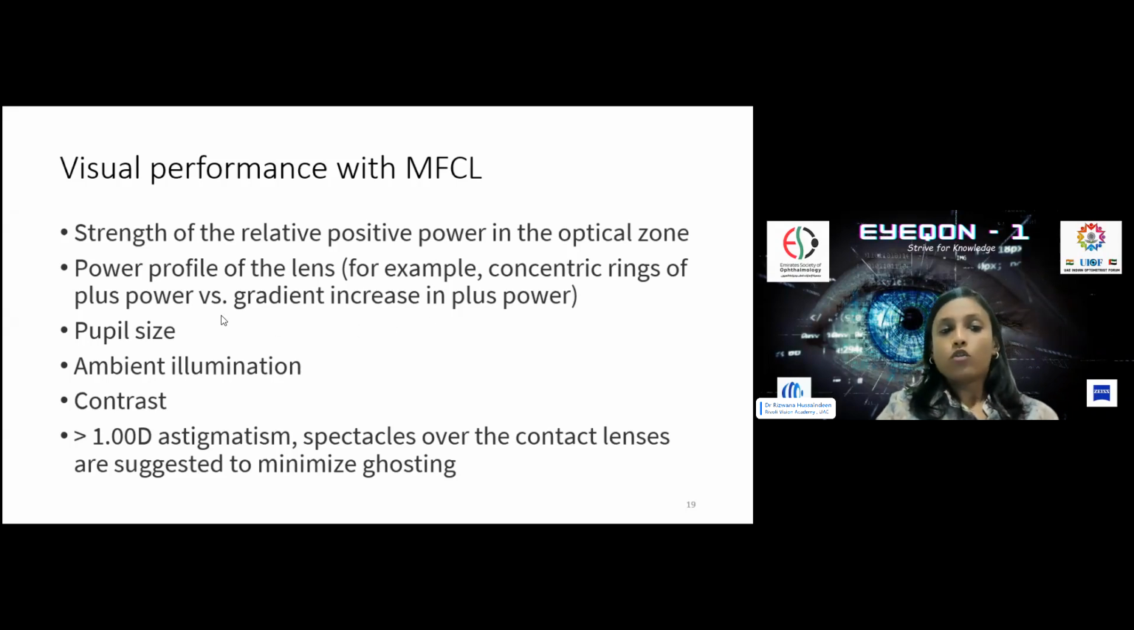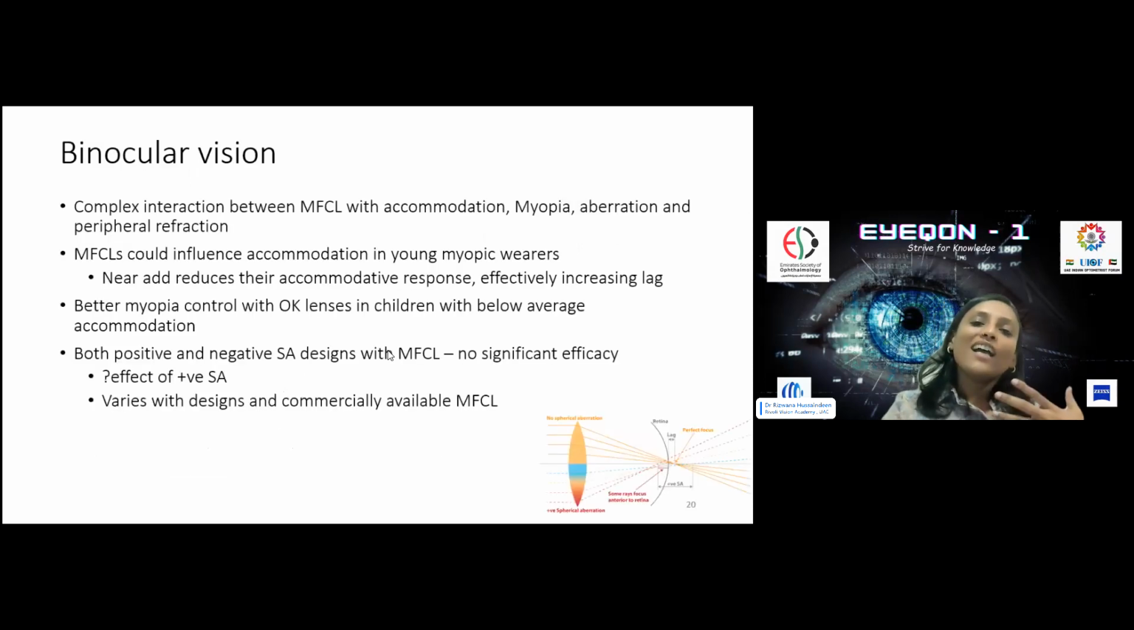Are we going to use a concentric power or a gradient design? It's important to also consider the influence of pupil size, ambient illumination, and the influence of these lenses on contrast acuity. And since toric lenses are still not being explored much, if the kid has more than one diopter of astigmatism, which apparently most children with myopia have, they would require spectacles on top of the lenses for improved visual performance.